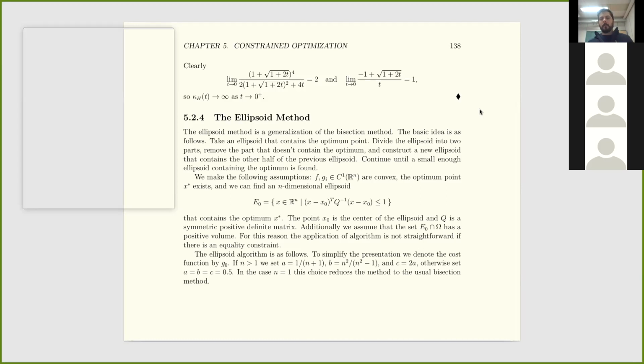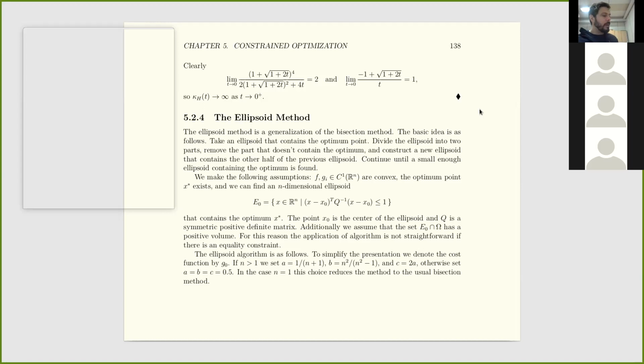The point made here is we divide the ellipsoid into two parts, and we remove the one that does not contain the optimum, and we construct a new ellipsoid that contains the other half of the previous ellipsoid, so it becomes smaller. We continue until the ellipsoid is so small that it is within the margin of error. We know that this is close enough. We don't know where in the ellipsoid the minimum point is, but the ellipsoid itself is so small that knowing that it contains the optimum point is good enough for our purposes.